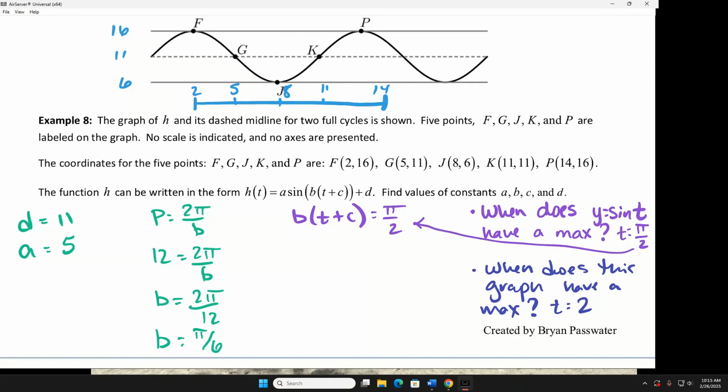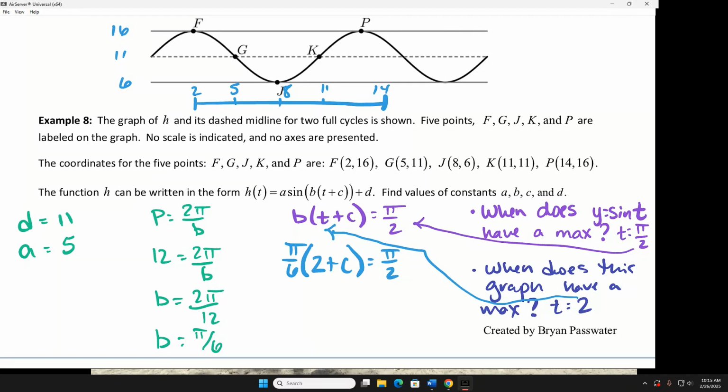All right, so this 2 is going to go there. Do we know what b is? We just found it. We're going to put that 2 in for t, and that leaves us with c as the only variable we don't know and the only variable we need to find. So at this point, we're going to solve this for c.